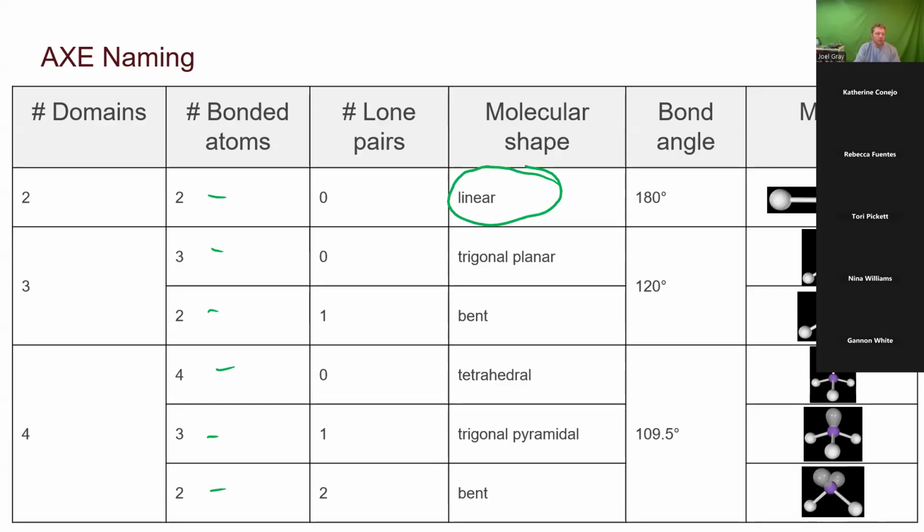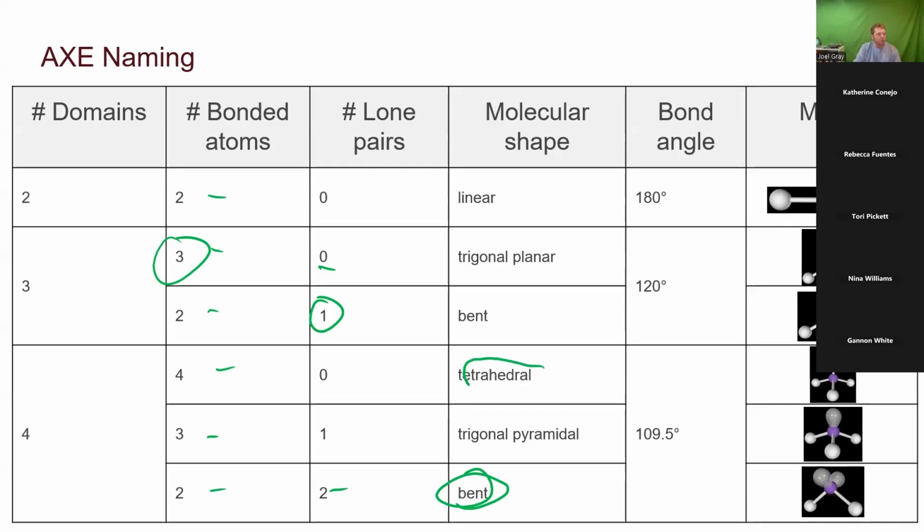If you have a molecule that has 2 bonded atoms, it is a linear molecule. If you have a molecule that has 2 bonded atoms, 1 lone pair, you've got a bent molecule. 2 bonded atoms, 2 lone pairs, that is also a bent molecule. If it's 3 bonded atoms and no lone pairs, that's trigonal planar. I pronounce it trigonal. I don't know why. I don't think that's correct.